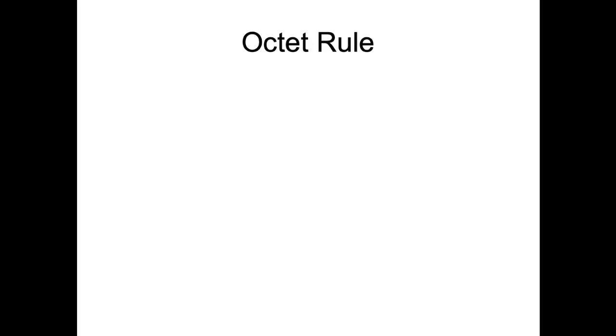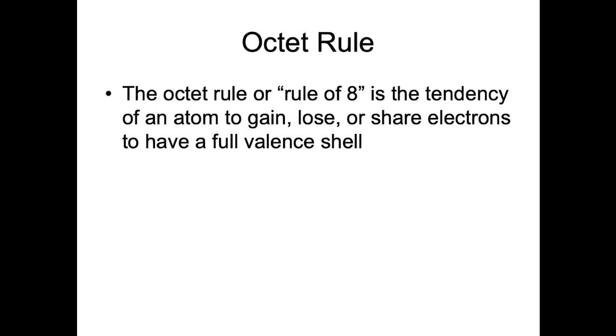Now, how atoms form bonds is governed by something called the octet rule, or the rule of 8. It's simply the tendency of an atom to gain, lose, or share electrons to have a full valence shell. Meaning that when atoms come together to form bonds, all of the atoms want to have their outermost energy level completely filled with electrons. So if we look at sodium, it has just 1 electron in its 3s. So if it were to lose that 1 electron, its second energy level is now full.